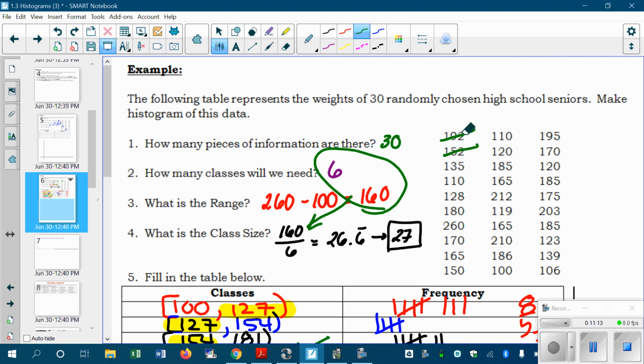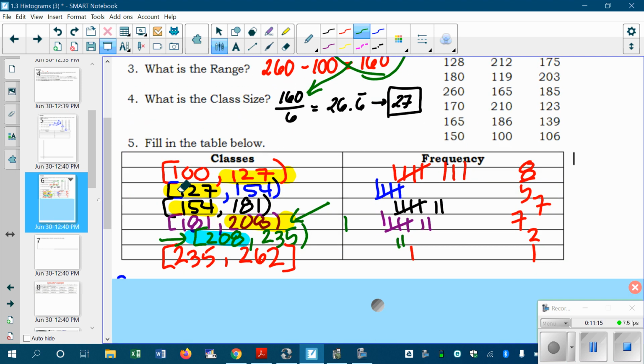152, you are in this interval. I'd make a tally mark, okay? Now, I've already done that ahead just to save us time, right? And so you tally up your frequencies like this.